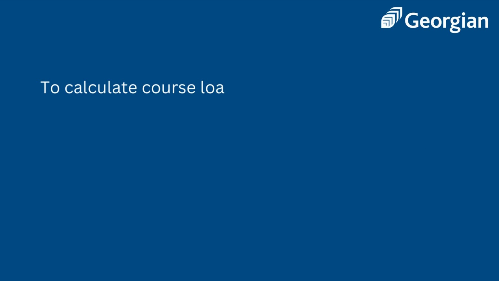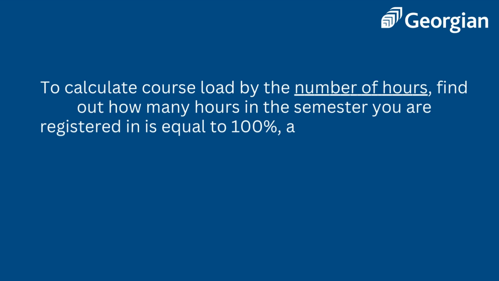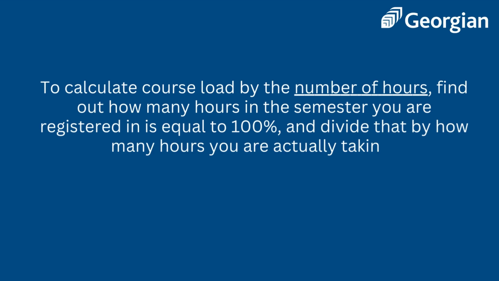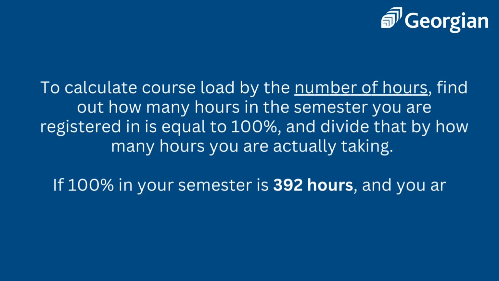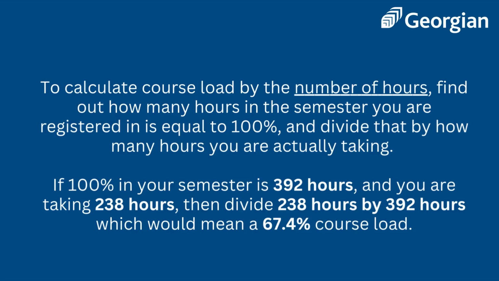To calculate course load by the number of hours, find out how many hours in the semester you are registered in is equal to 100% and divide how many hours you are actually taking by that. If 100% in your semester is 392 hours and you are taking 238 hours, then divide 238 hours by 392 hours, which would mean a 67.4% course load.